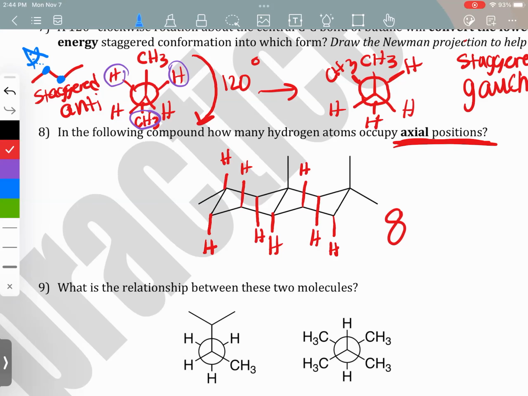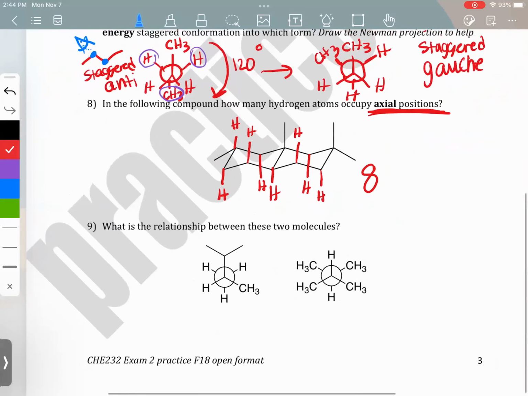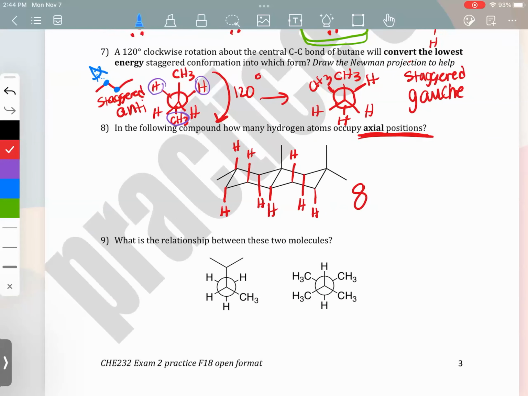Let's go to the next question. Question 9. What is the relationship between these 2 molecules? You have 2 Newman projections. Is it easy to tell the relationship between these 2 just by looking at it? They're both staggered, right? Both staggered, yes. But to tell if they're constitutional isomers, stereoisomers, the same molecule or different, can we just say yes or no? No, it's not really easy.